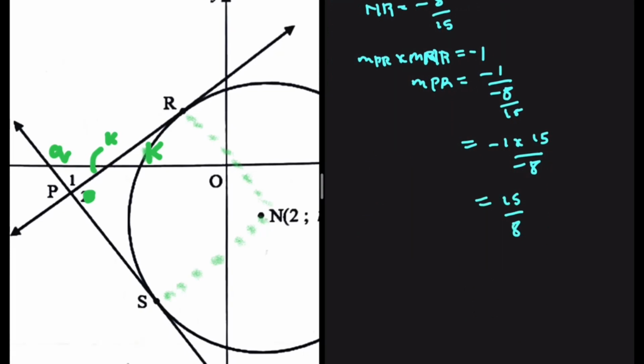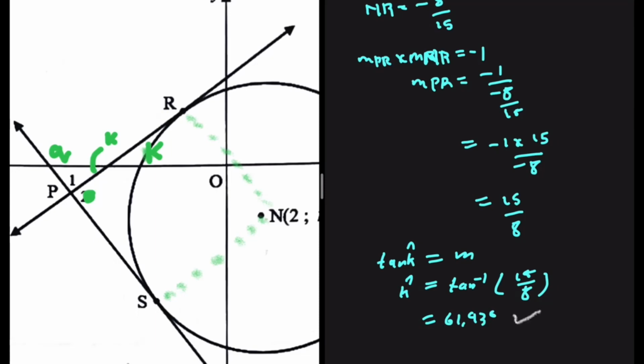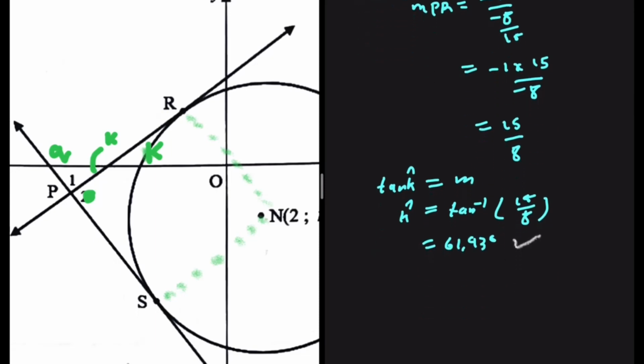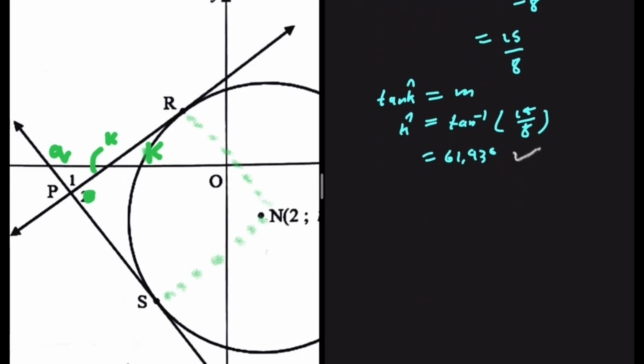So let's go ahead and find the value of K, the inclination of PR. So we can say that tan K is equal to the gradient. So our angle K is equal to tan inverse of 15 divided by 8. And if you do that, you should get 61.93 degrees as the size of angle K. So now we have angle K. Let's go ahead and find the size of angle Q.